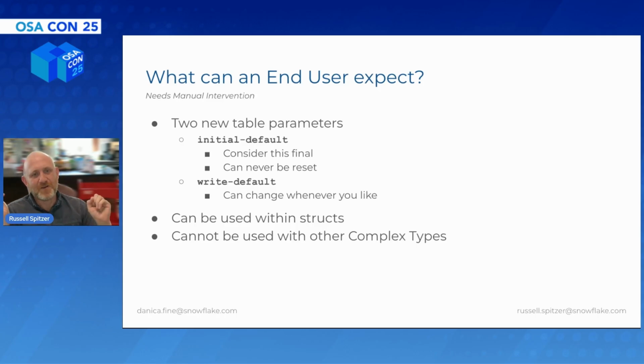Now, there's some more cool detail on how this actually works, but we don't have a lot of time. I'll just let you know that if you're an end user and you want to use these, all you have to do is change your table schema. The exciting thing about this is you can use it within structs and all this kind of stuff, but you can't actually use it with more complex types like maps, because the way we actually store these defaults is by serializing their values into the schema, and we're trying to avoid making things overly complex there.